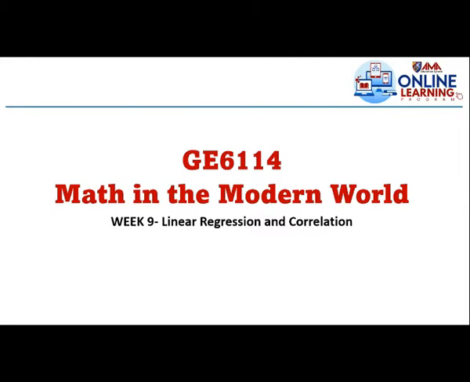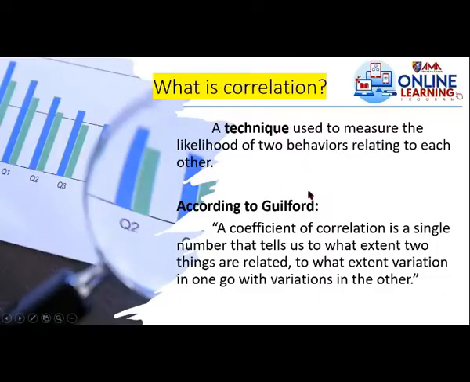Okay. Now, first, define muna natin, unahin natin si correlation muna. So, what is correlation? From the word itself, relation, it is the technique used to measure the likelihood of two behaviors relating to each other. If there are two variables, usually, when you say correlation, there are two variables, dependent and independent variable. So, yung X yung independent variable, and then yung Y naman is yung dependent variable.